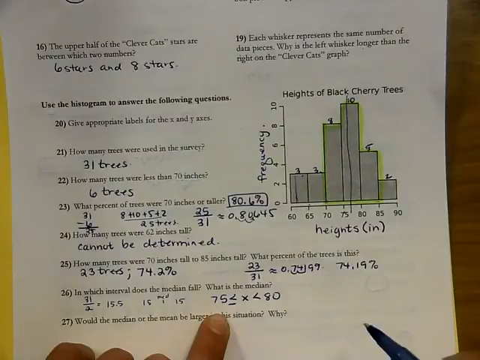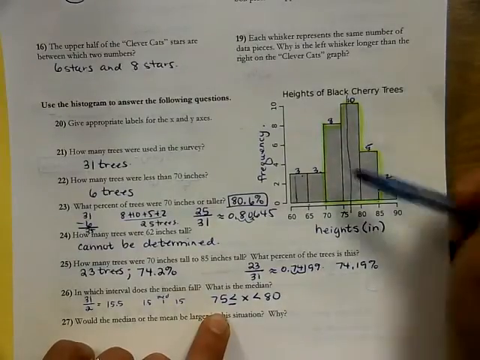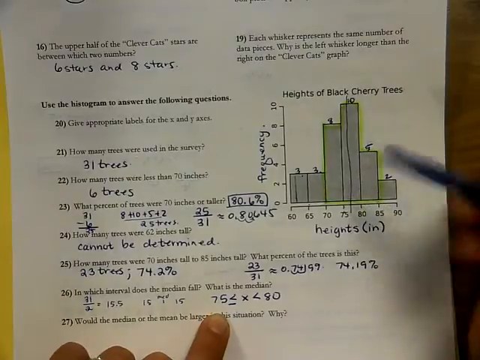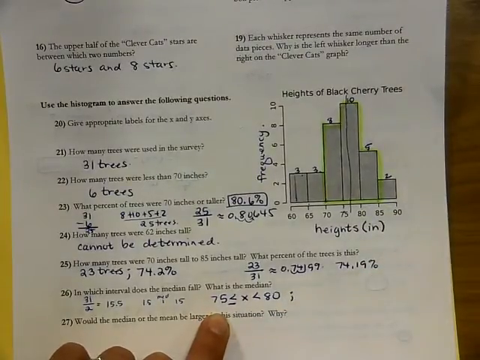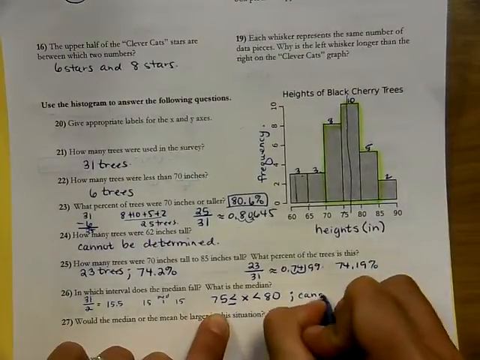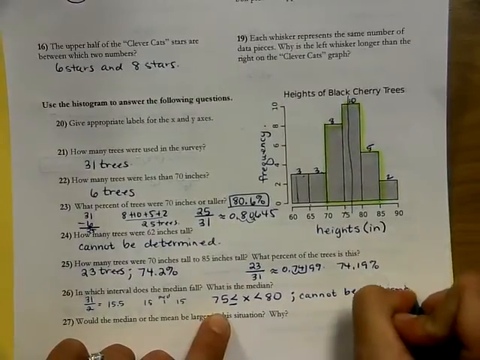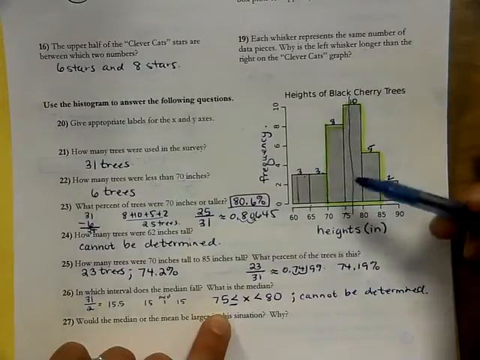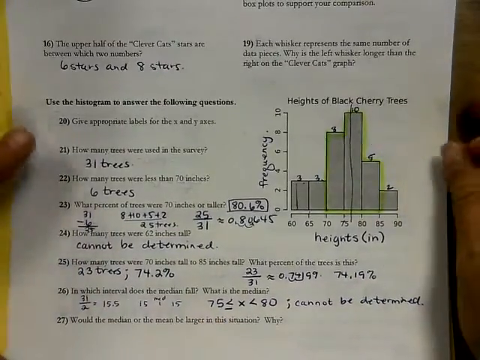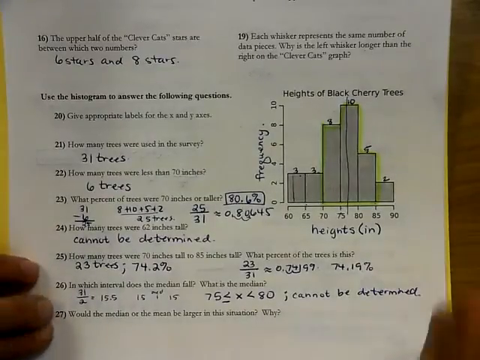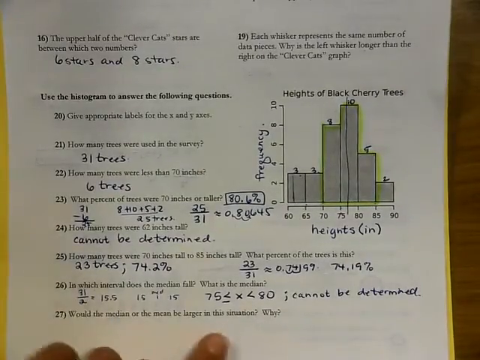When it's asking me what the median is, unfortunately, we can't figure out what the median is. We know it's somewhere between 75 and 80, but we don't know exactly what it is. So the second part of this, our answer is cannot be determined. You cannot figure out the exact median from a histogram. It's not possible.